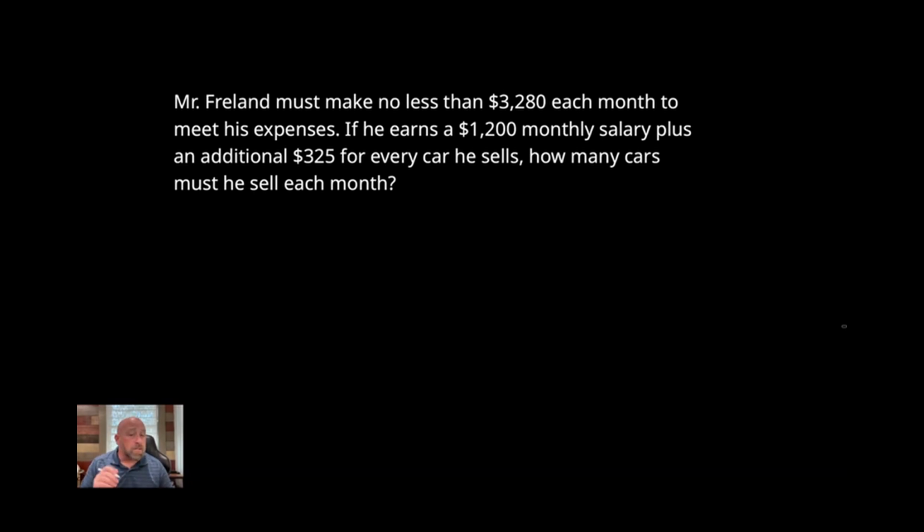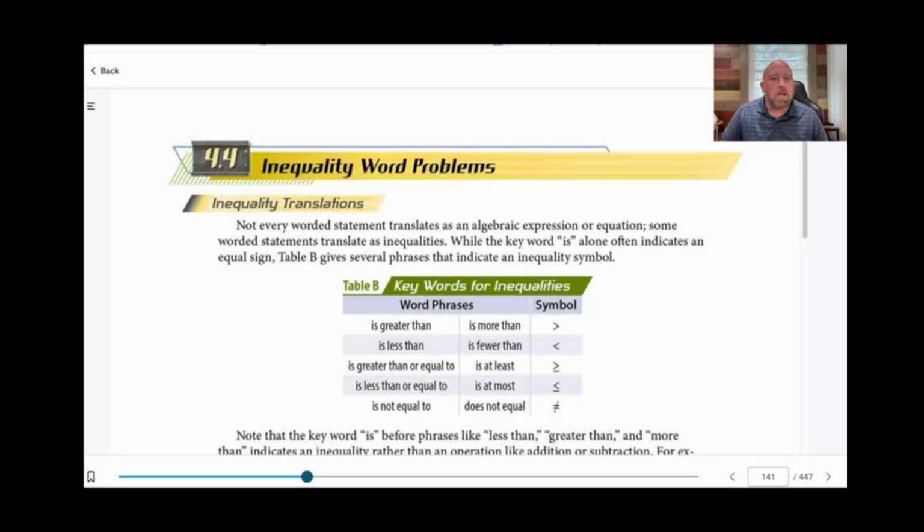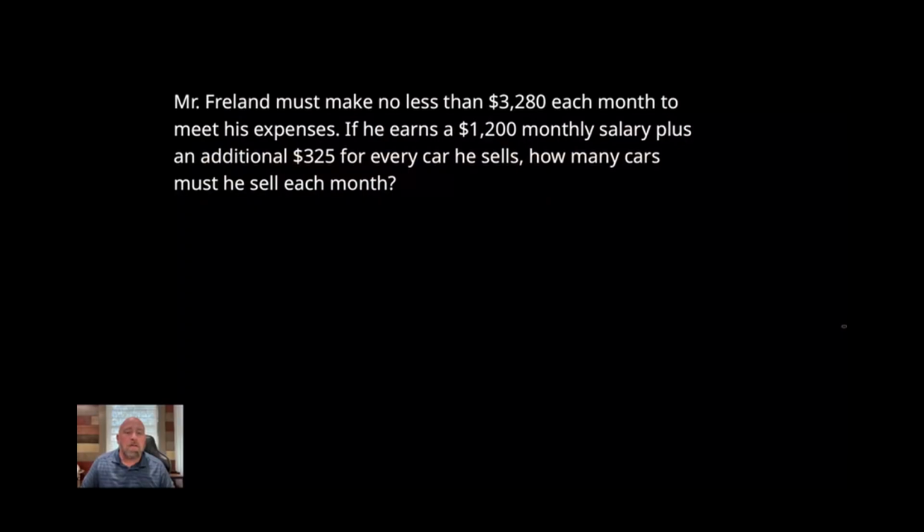So where did you see the inequality that's in there? So he has to make no less than. No less than. What does that mean? So if we go back in our book and we look on page 141 and we're looking for that no less than, I don't see it. It doesn't say no less than. I see less than, but let's think about what this means. Let's go back over here.